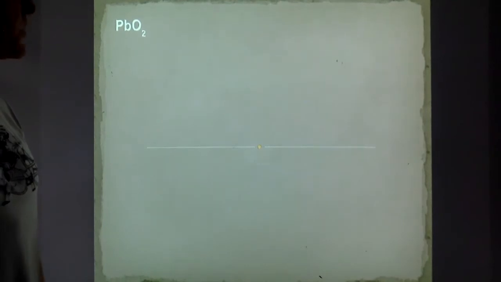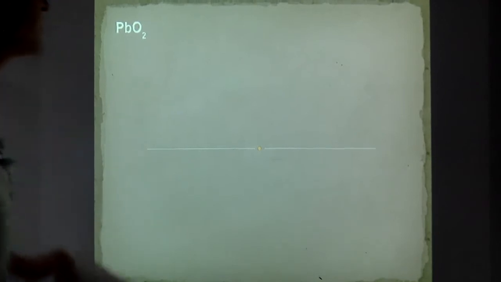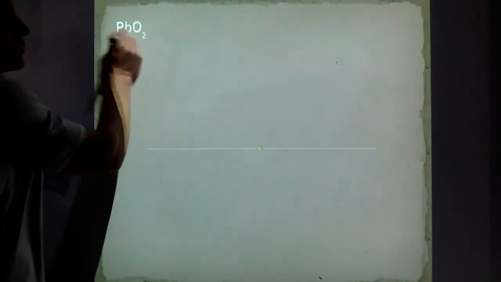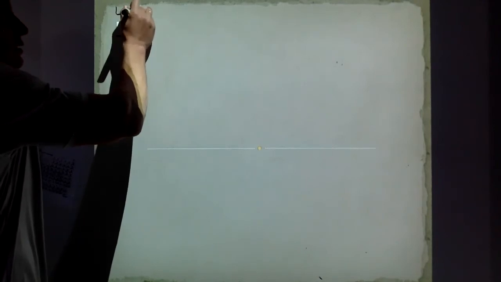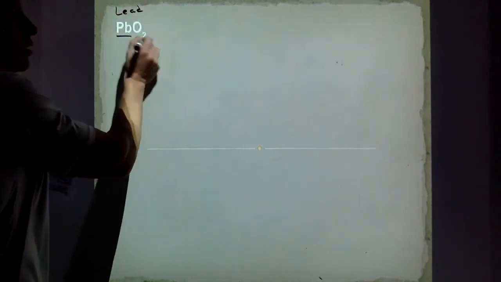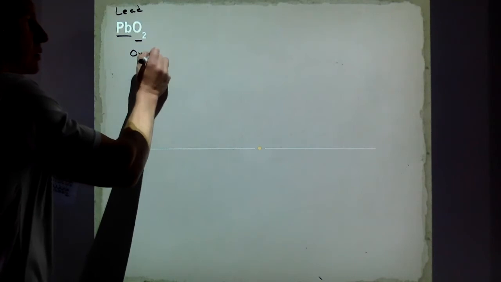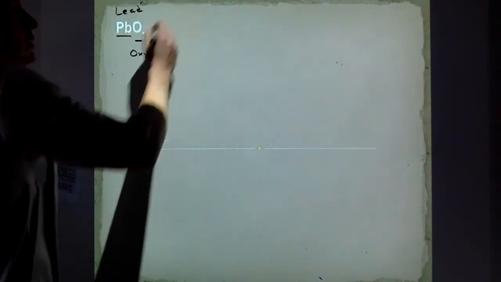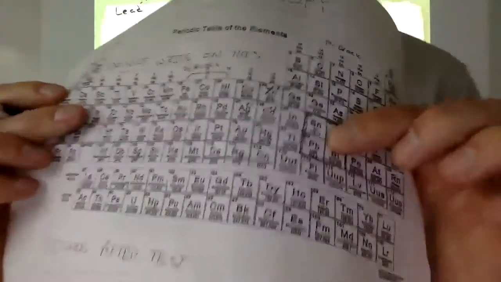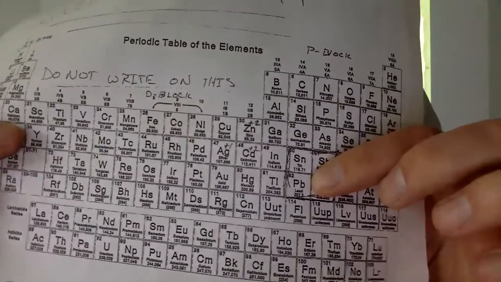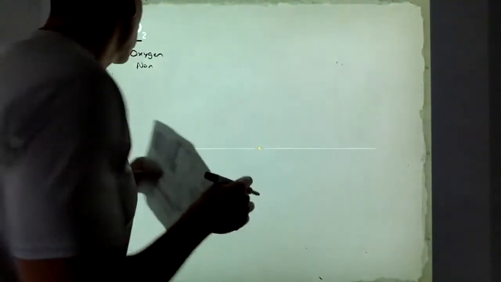Okay, so here's a compound, PbO2. First of all, let's just review what we learned last time. In the last unit, the naming part, Pb is lead, O is oxygen. This is a metal. This is a non-metal. But lead, remember, is one of those special metals. It's over here. Not actually a transition metal, but we have to give it a Roman numeral. So there's Pb.